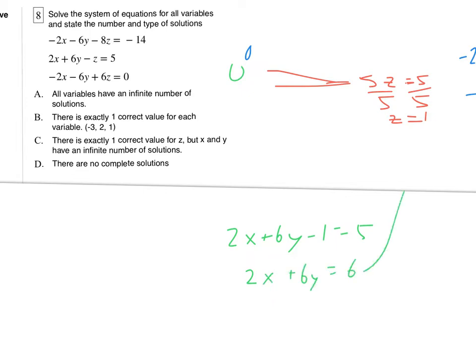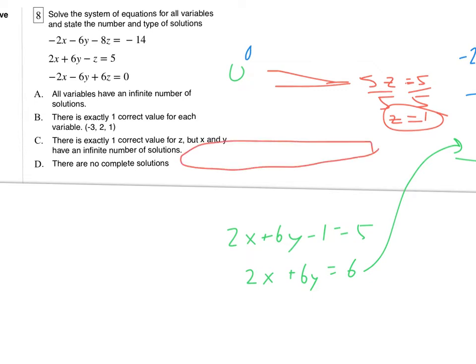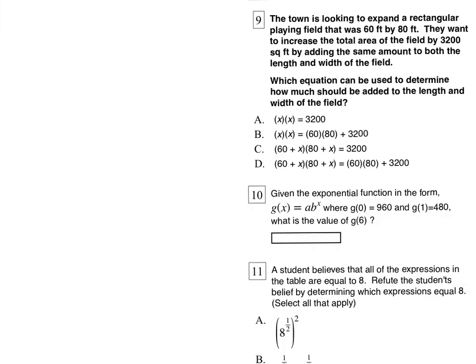Now what I'm going to do is add these together. I can already see that all of these cancel out. I get 0 equals 0, which always means infinitely many solutions. However, this only happened when I found x and y, so I still know that there's only one answer for z. You can see that this answer very accurately says that z only has one answer, but the other two have infinitely many solutions.